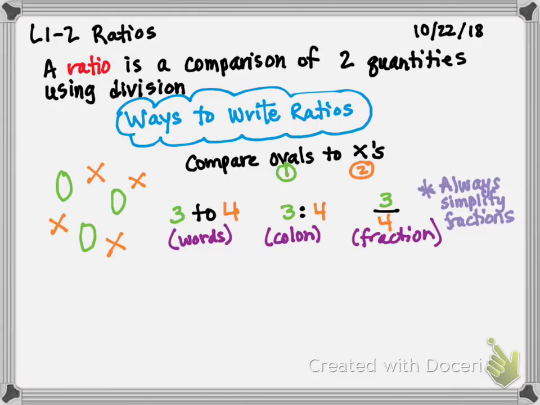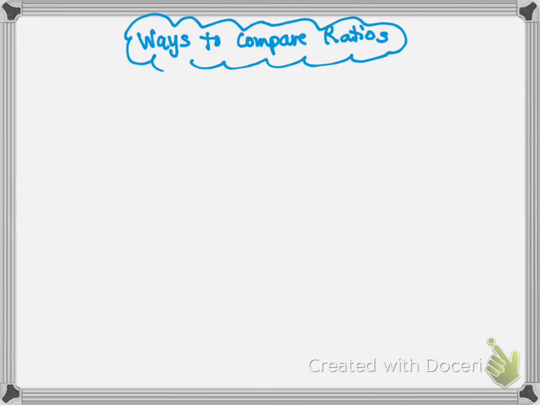Okay, I'm going to go to my next slide, and we're going to talk about how to compare ratios. So we'll have 2 different ratios. So, ways to compare ratios. Voila. All right. So there's two major ways that we could do this. We can do a part to a part. Or we can do a whole to a whole. Part to a whole.